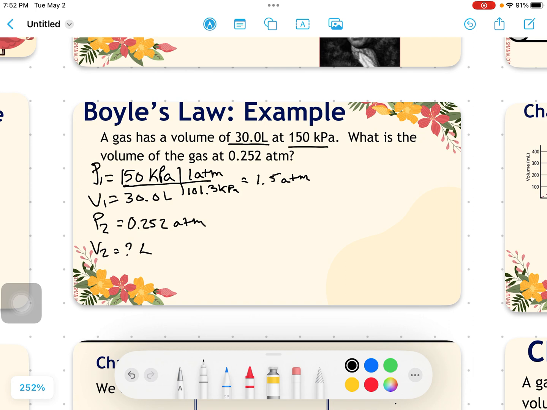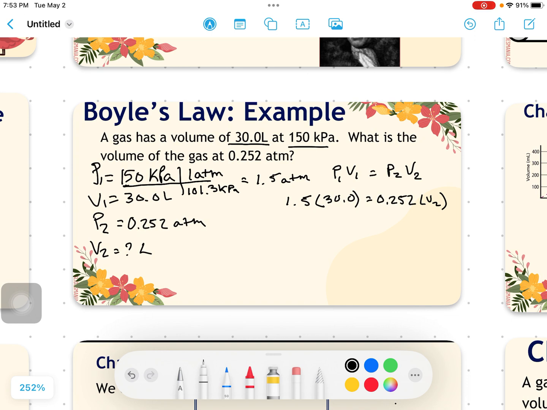If you want to leave yourself a little note, you absolutely can. Okay, so our equation, P1 times V1 equals P2 times V2. I'm going to start with my P1, which is 1.5, times my volume 1, which we said was 30.0, equals my 0.252 atm times my volume, which is V2. You can always write V2 as X if you think that's a little bit easier for you. Just make sure that you know that's going to be your volume 2 when you solve.